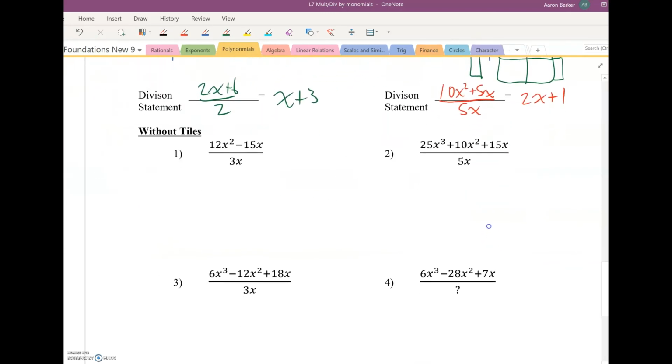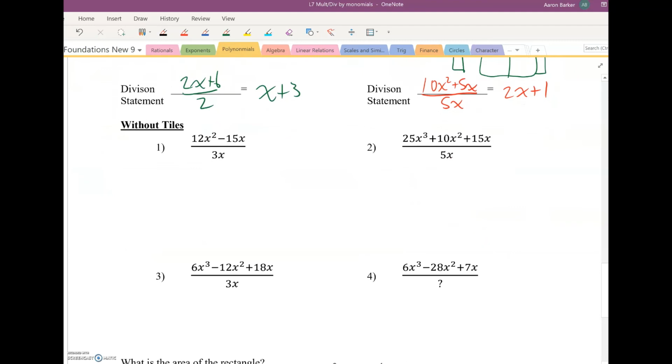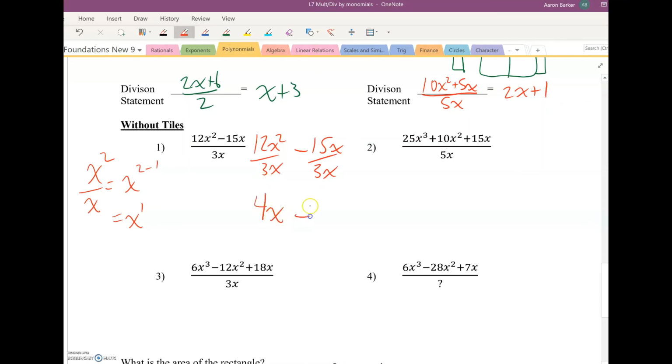All right, there we go. Going now without tiles. Without tiles, we have 12x squared divided by 3x. That's the first division. And negative 15x also divided by 3x. So when we divide our letters, what do we do with our exponents? We subtract. The base stays the same, and we subtract to get x exponent 1. So this equals 4x minus 5.